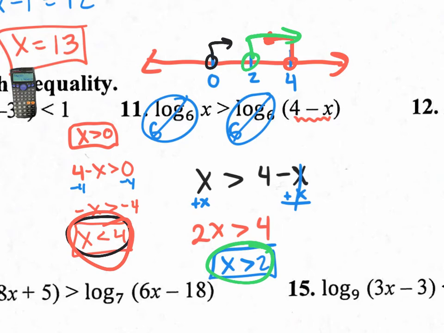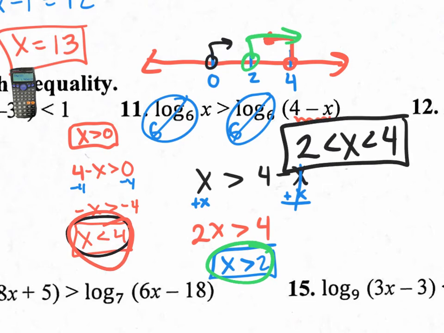So where is the triple overlap piece? 2 and 4. So if we check our answer in the back, we should see that the answer is 2 and 4, x in the middle with the less than symbols. So we don't even mention that x is greater than 0. That's not part of our answer. It's where the triple overlap piece is.